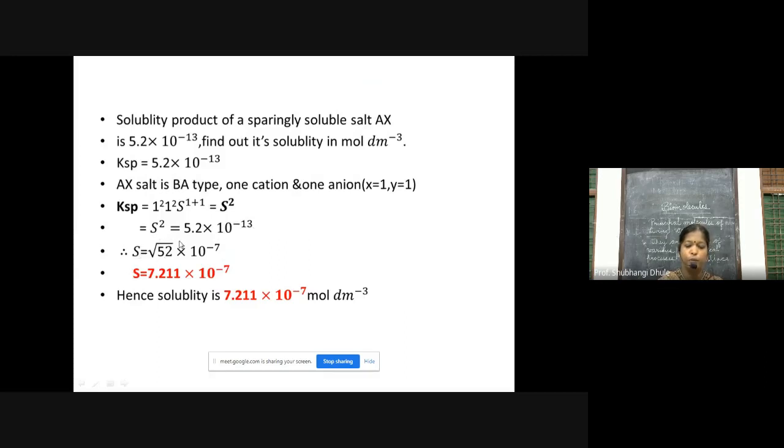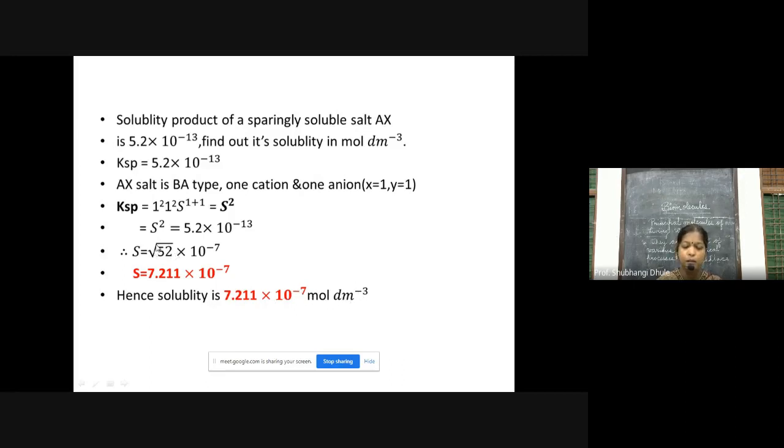Take the square root of 52. I am taking here the simple calculation. I am taking the root of 52 and I am increasing it here to minus 14. The square root of 10 raised to minus 14 becomes 10 raised to minus 7. I have shifted the decimal point, so it becomes 52 and 10 raised to minus 14. The square root of 10 raised to minus 14 is 10 raised to minus 7. So overall the square root of 52 is 7.211, into 10 raised to minus 7. So S is equal to 7.211 into 10 raised to minus 7 moles per cubic decimeter.